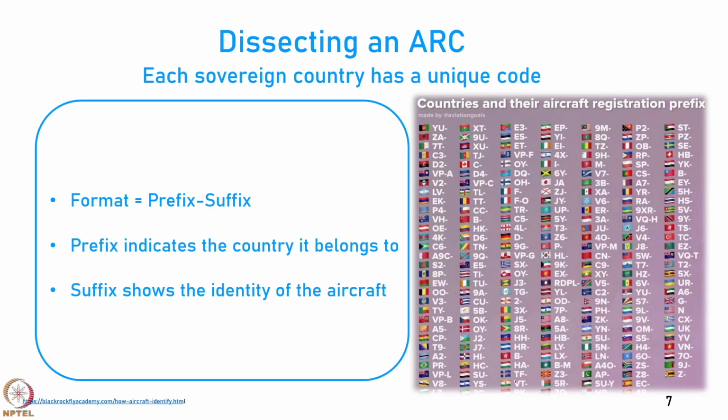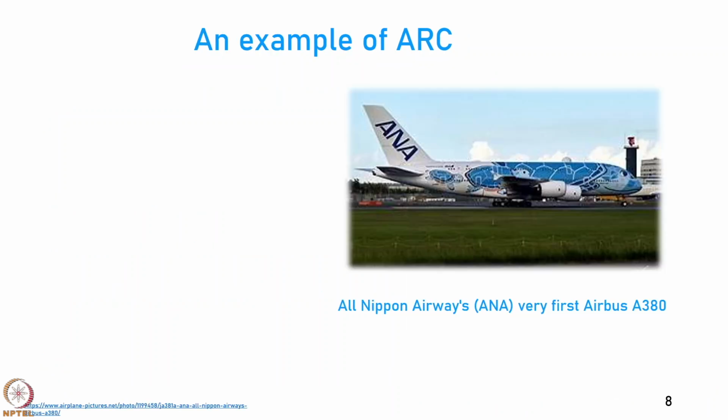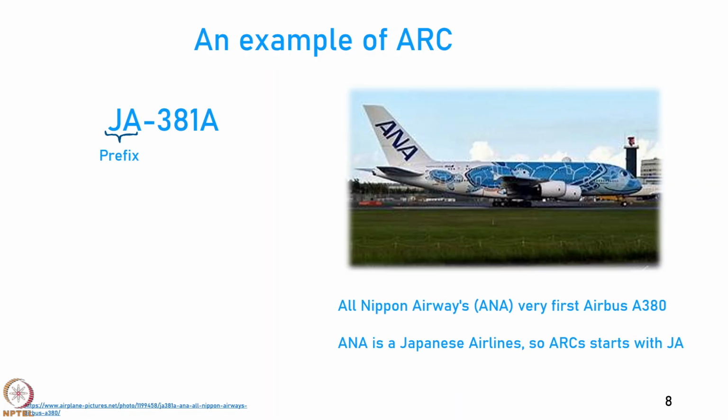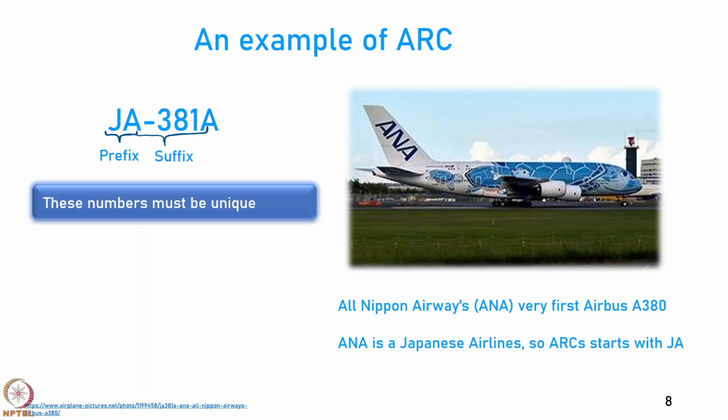So we can see here the prefix for all aircraft which are registered in India. It is VT. Here is an example of an ARC from All Nippon Airways, or ANA. What you see is the very first Airbus A380 aircraft procured by this airline. The code given to it was JA381A, where JA stands for the prefix, which is Japan. Then the number 381A is a unique number.